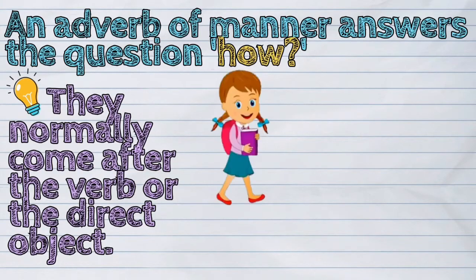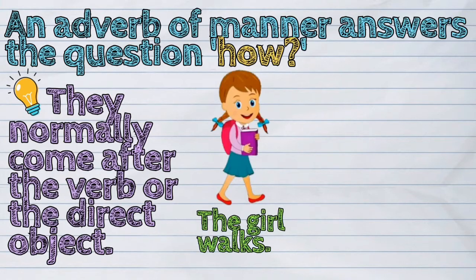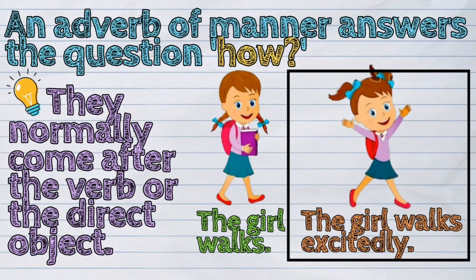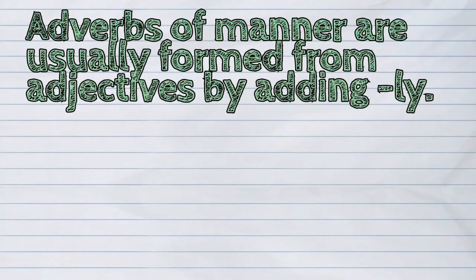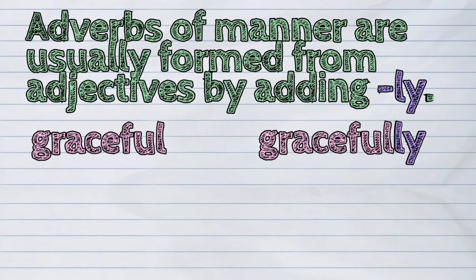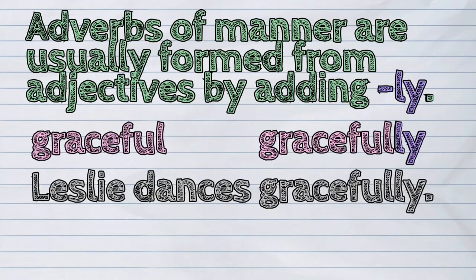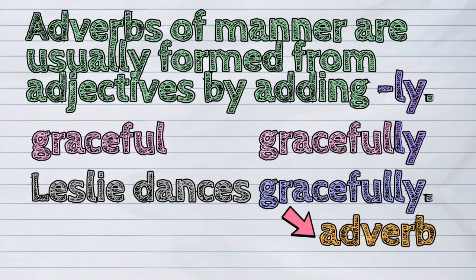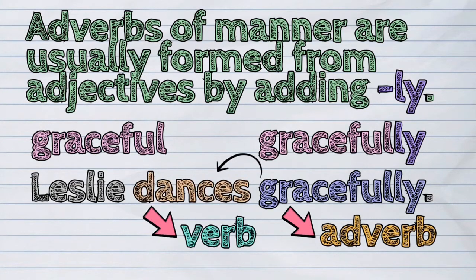Example, the girl walks. The girl walks excitedly. So the adverb of manner is excitedly. Adverbs of manner are usually formed from adjectives by adding the suffix "ly". For example, graceful, gracefully. Leslie dances gracefully. The adverb gracefully tells us how Leslie dances.